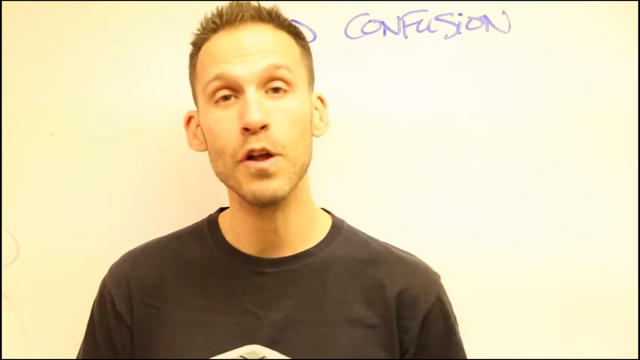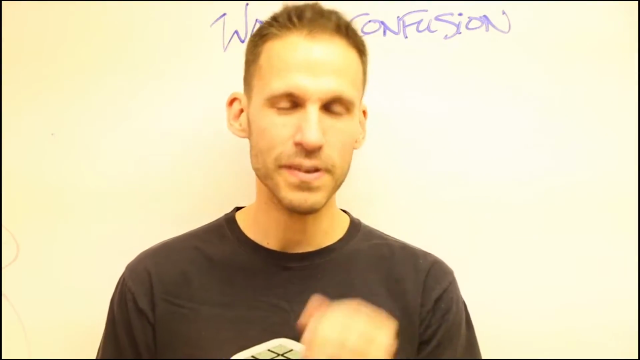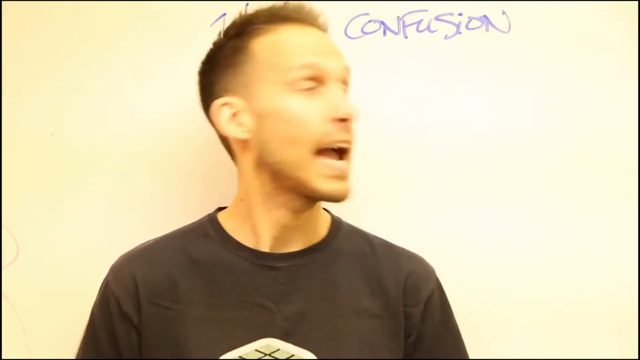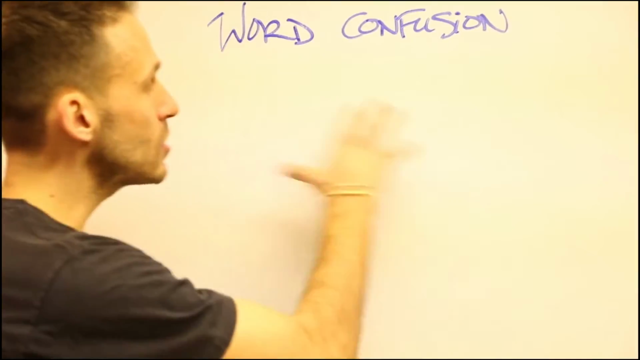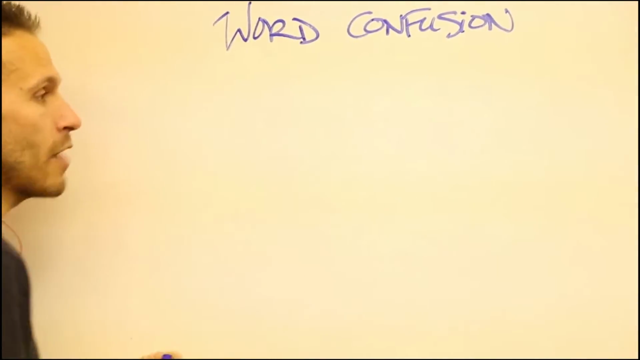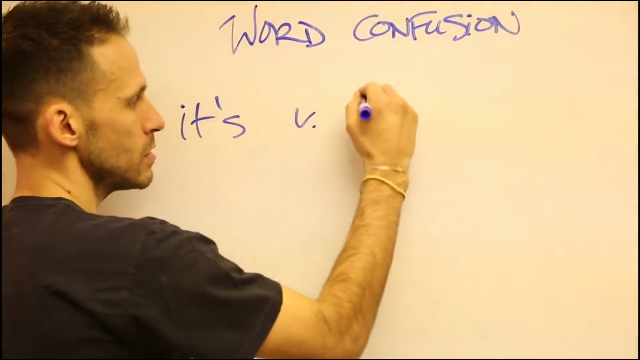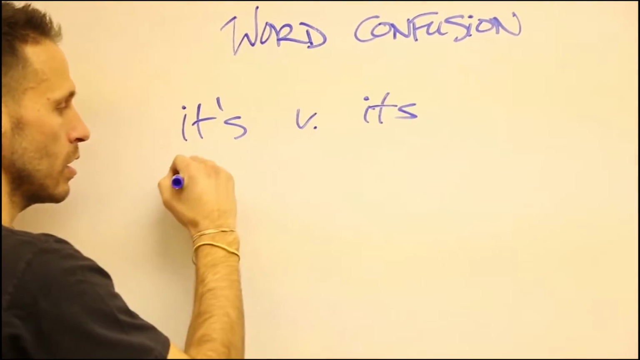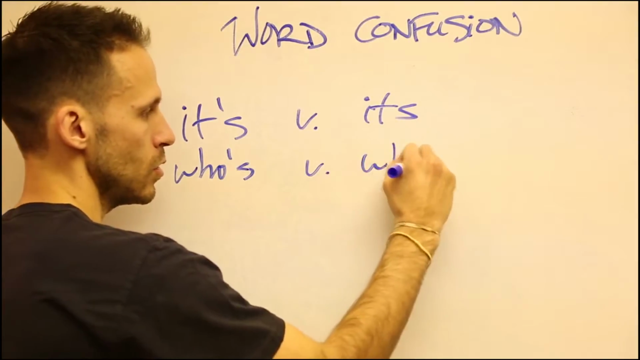Now I know that you're a lifelong learner, you want your kids to be lifelong learners as well, so I want to equip you with this specific knowledge so you can be an asset to your kids' academic process. So check this out. Here is a short list to get us started on this topic of word confusion. Alright, so here we go. Common mistakes. It's versus its, or who's versus whose.